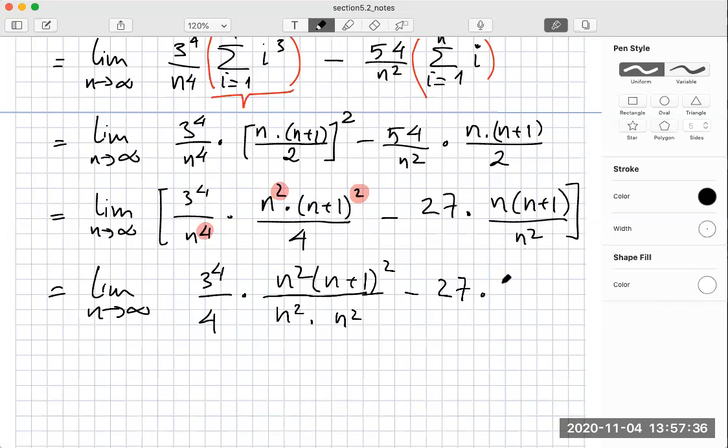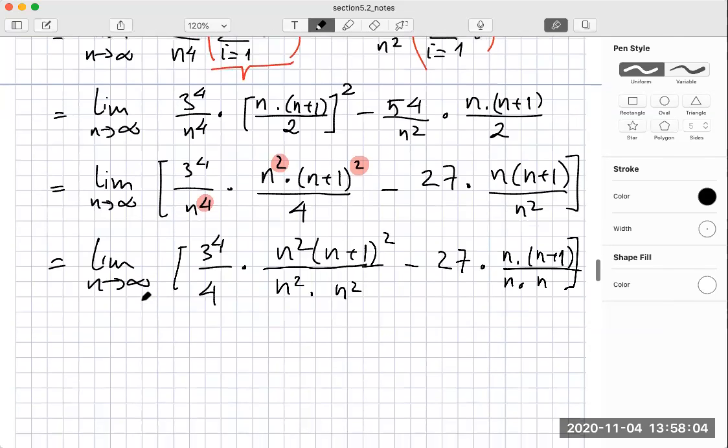27 times, if we write it n and n plus 1 divided by n, the n squared we separate it into n times n. So I just rewrite this number in a different way. Okay? Do you all agree with this? We did nothing, just rearrange the power rule. Okay, now we play with this.